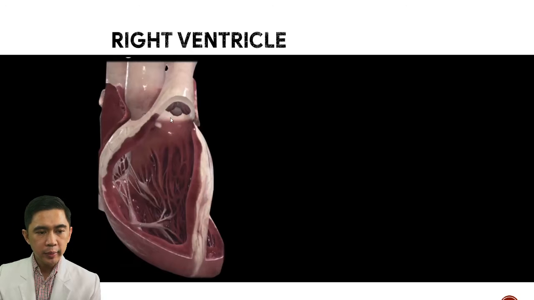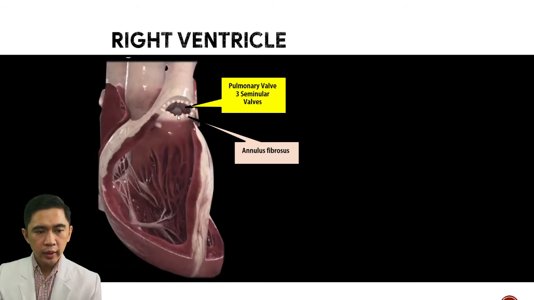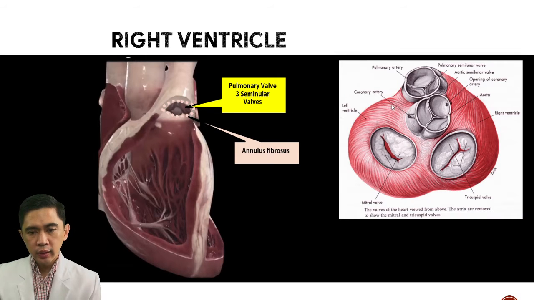Here we will examine the pulmonary valve. The pulmonary valve has 3 semilunar valves, and it also has an annulus fibrosus around it to support the valves. So this is a view from the top, and this is the pulmonary valve.